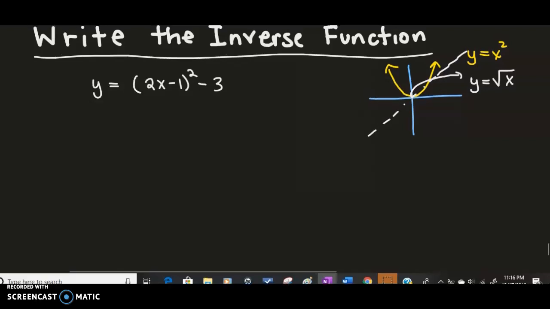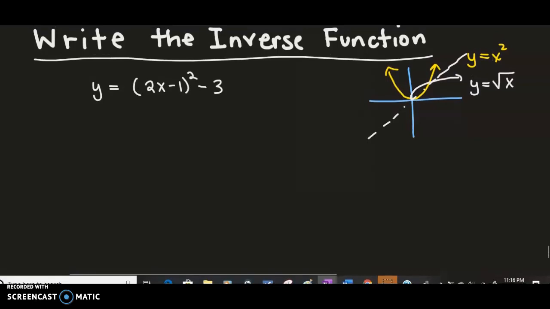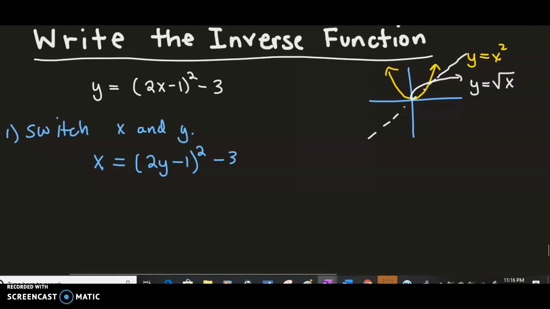So you're probably thinking, okay, well, that's great, but how do I solve the problem? Well, first step is switch x and y. That's step one. So we'll do that. So we have x equals 2y minus 1 squared minus 3. Our next step, step 2, is solve for y. And so that's what we're going to do.